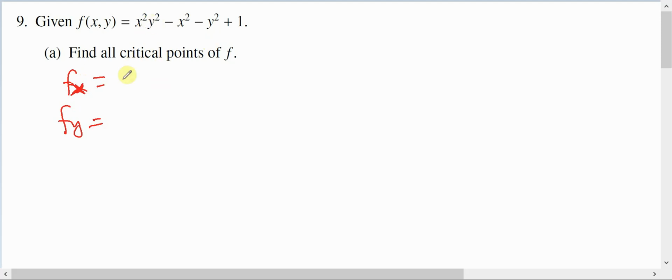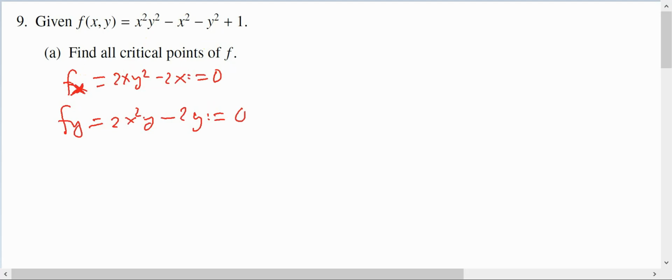So the partial with respect to x is going to be 2xy squared minus 2x, and the derivatives of those other terms are both 0 with respect to x. And now the partial with respect to y, we get 2x squared y, minus 2y, and the derivative of 1 is 0. So I set each of those equal to 0.